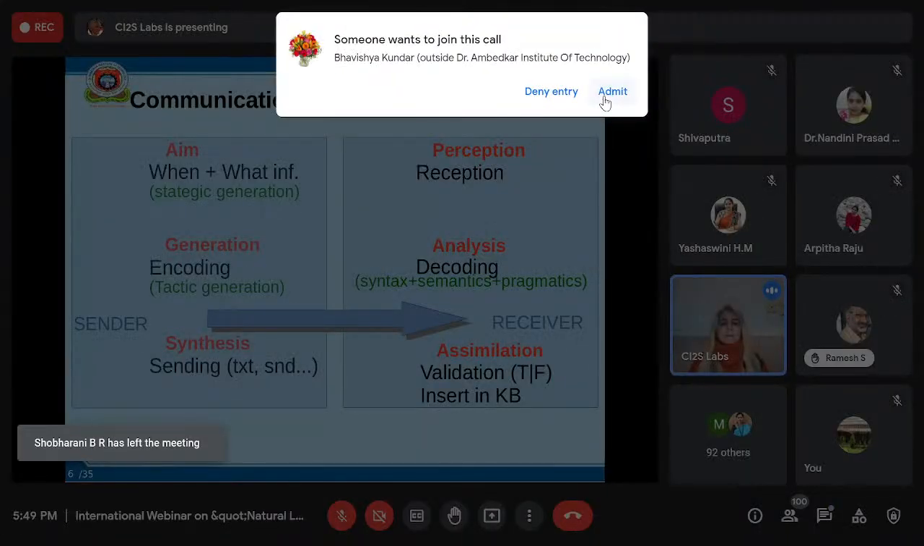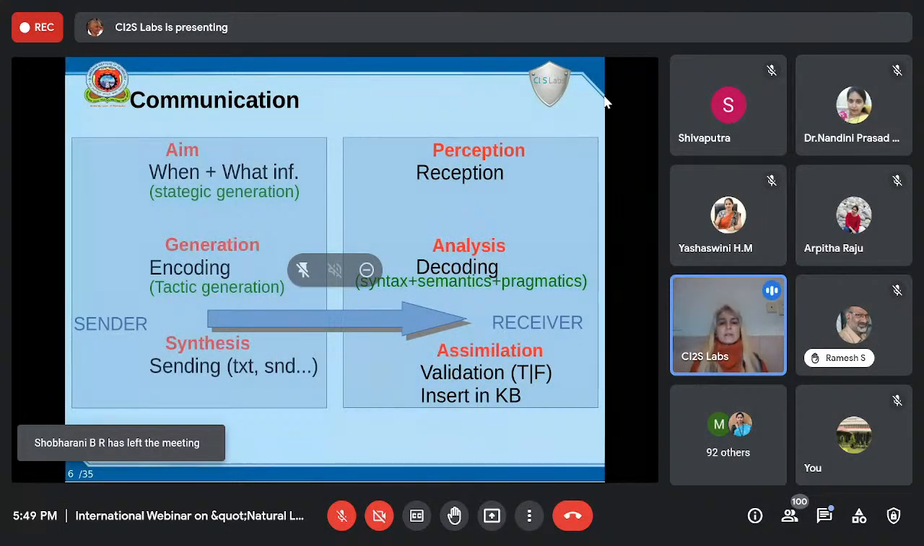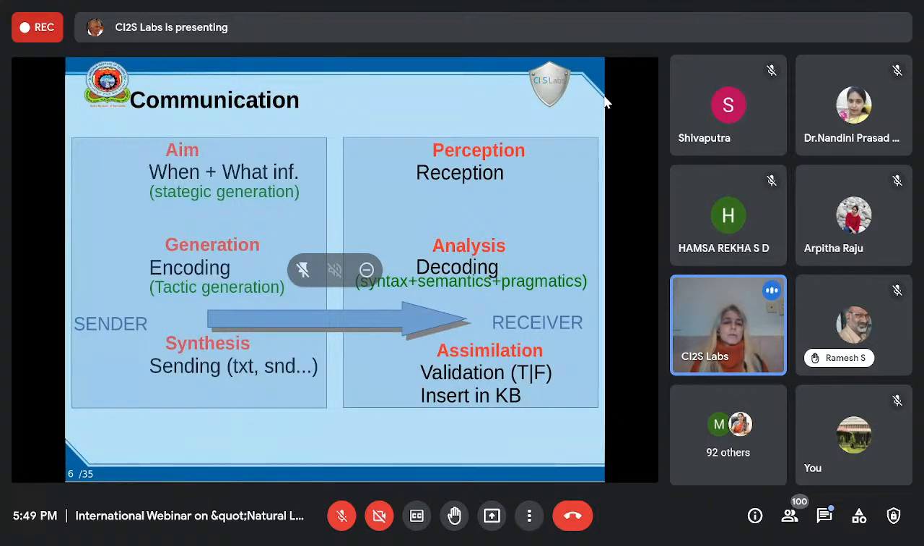So there are several steps in the sender and in the receiver in order to produce a successful communication. The first step is that the sender has to determine when and what information they want to communicate. This is called strategic generation, also called the aim step of the communication.